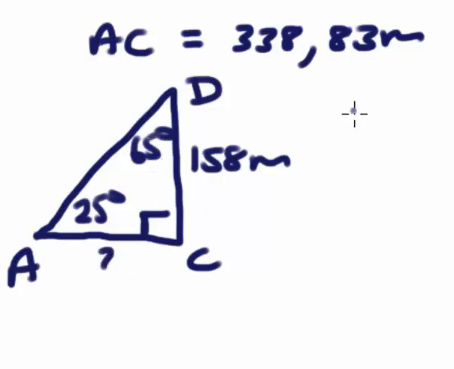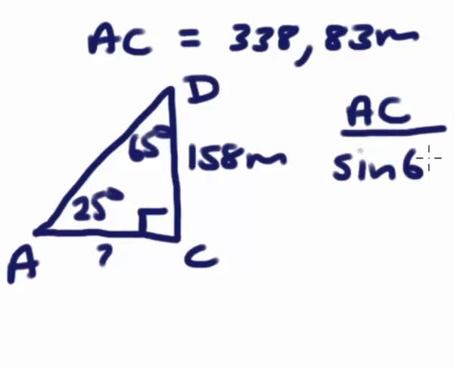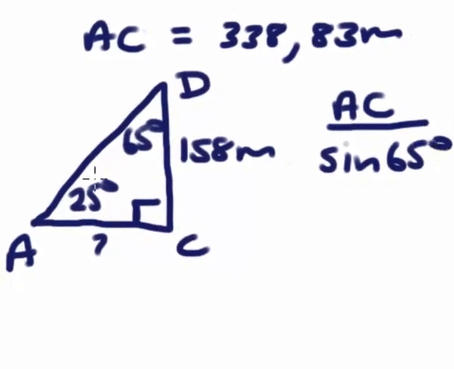Now, using the sine rule, we can say AC divided by the sine of the opposite angle is equal to the other known side, 158, divided by the sine of 25 degrees. In right angle triangles, you could use the sine rule, or you can just use your normal trig ratios from earlier years.